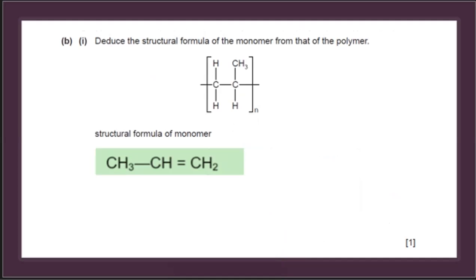Part B. Deduce the structural formula of the monomer that is formed from the polymer given below. So they're asking you what is the formula for the monomer of this structure.